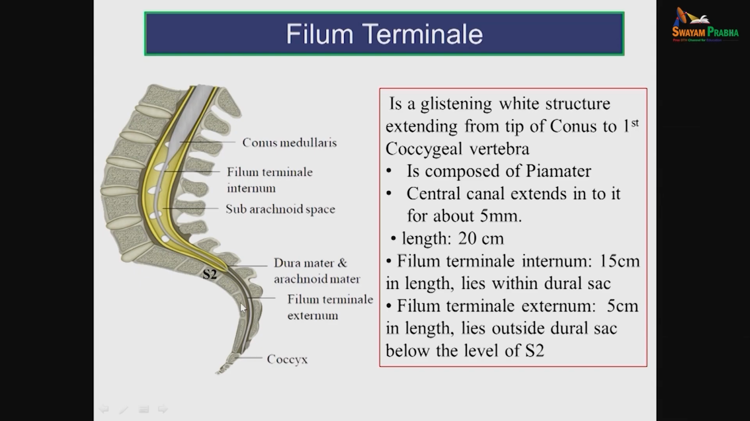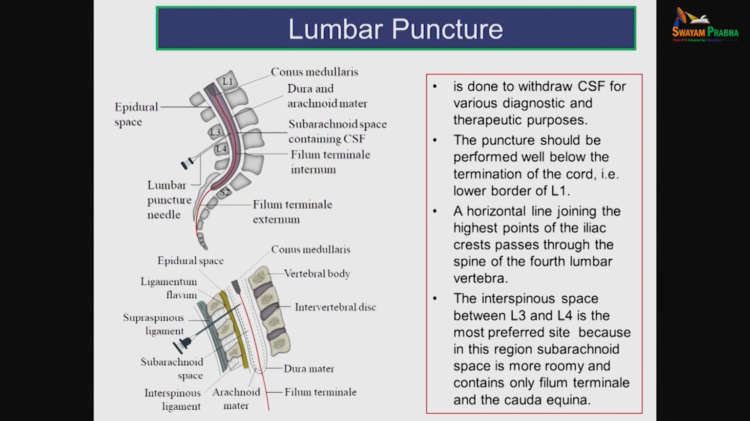From S2 to the dorsal surface of the coccyx, this part of the filum terminale is called filum terminale externum. Why is it called externum? It is because it is lying outside the dural sac, that is, below the level of S2. It extends till the dorsal surface of the coccyx. So, this is about the filum terminale, which is composed of pia mater.